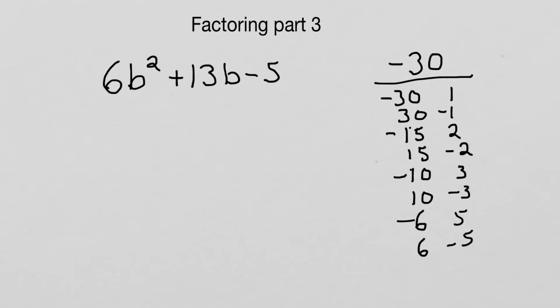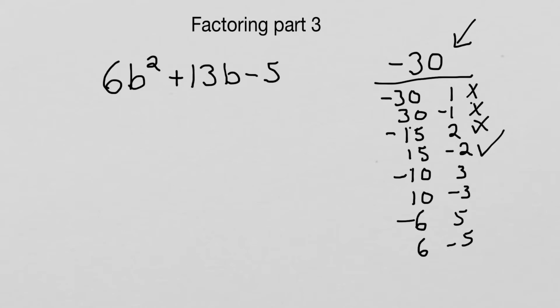All right, I need to look at the list. This is the total list of sets that multiply together to give me negative 30. Now one of these sets is going to add together to give me 13. I need to identify which one it is. It's not the first one or the second one. Let's see, negative 15 plus 2. No, that doesn't work. Let's check the next one. Positive 15 plus negative 2, that gives me positive 13. That's the one we want.